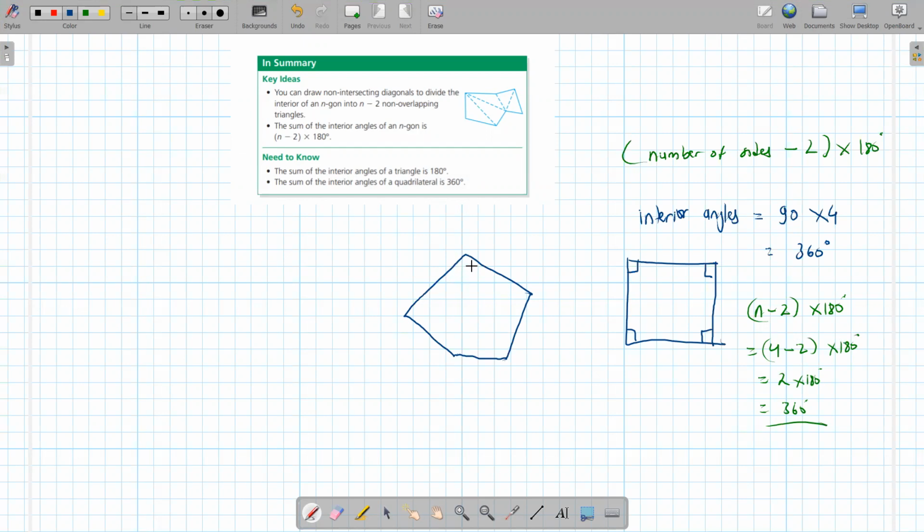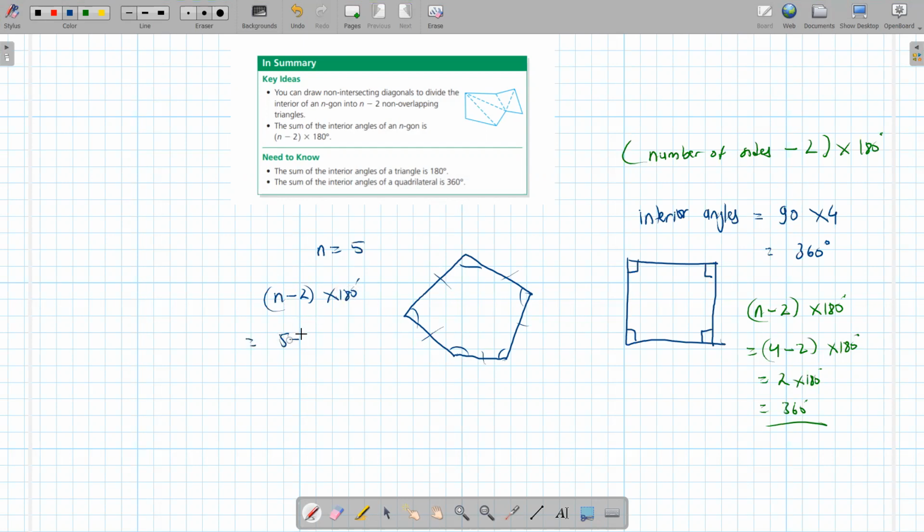For example, a pentagon. What's the sum of all the angles in a pentagon? How many sides does it have? N is 5, right? It has 5 sides. 1, 2, 3, 4, 5. Then we just use that formula: n minus 2 times 180.